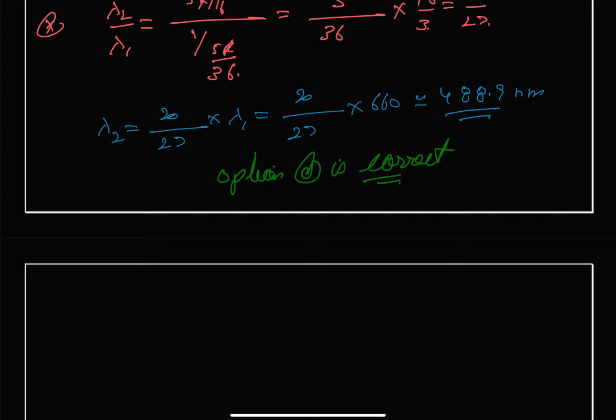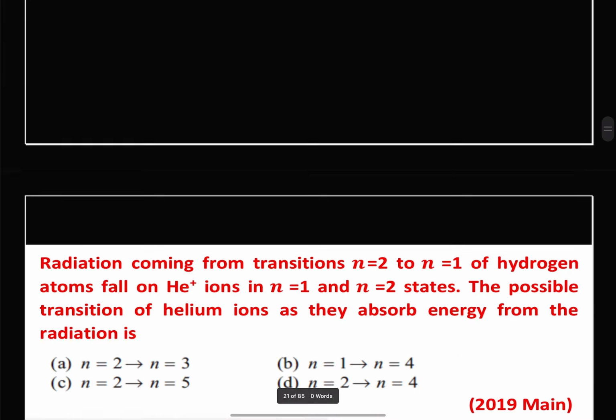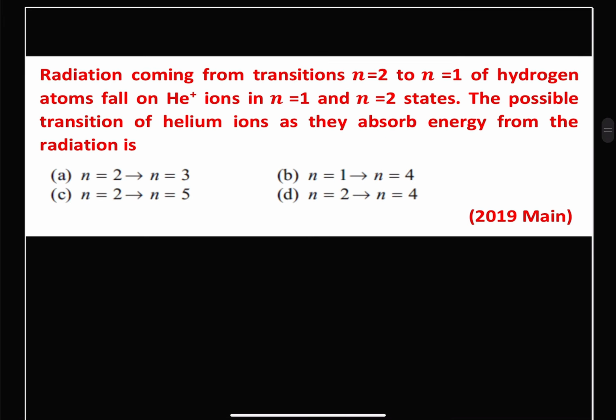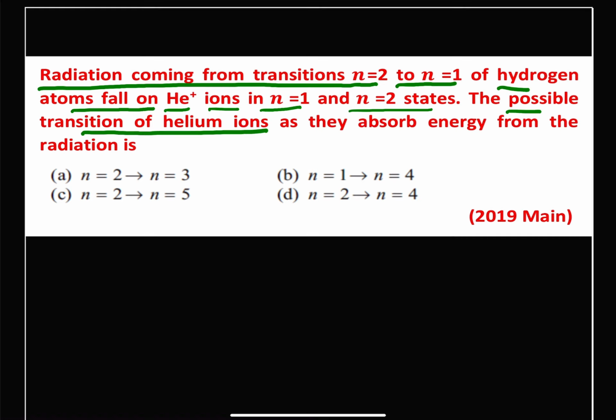Next question. It states that radiation coming from transition n=2 to n=1 of the hydrogen atom falls on a He+ ion in n=1 to n=2 states. The possible transition of helium ions as the absorbed energy from the radiation is. So in this case, energy is released from the hydrogen and that falls on the helium.